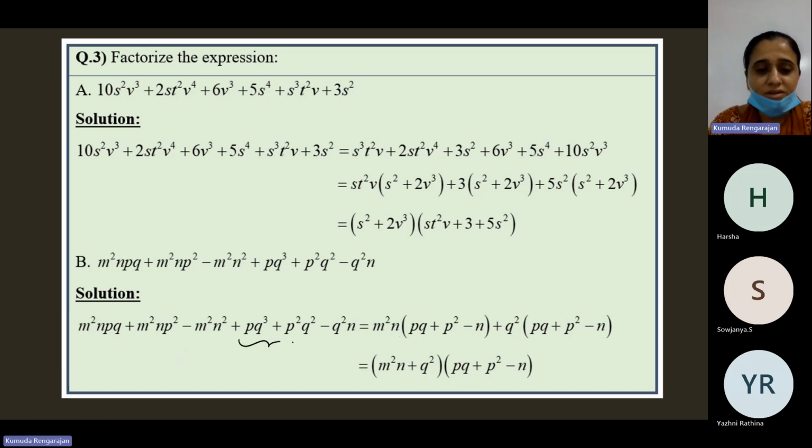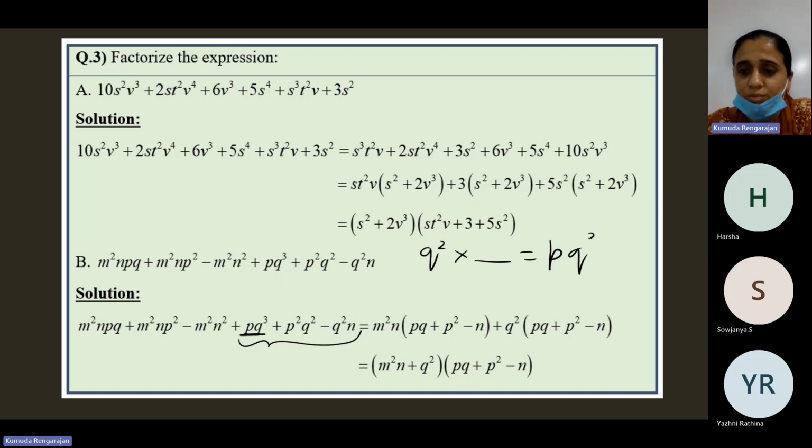Now between these three, q square is common. Q square is common between these three. So q square into what will give you this term? PQ cubed. PQ.